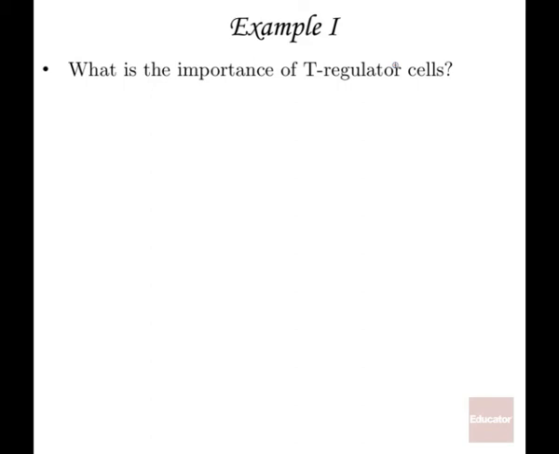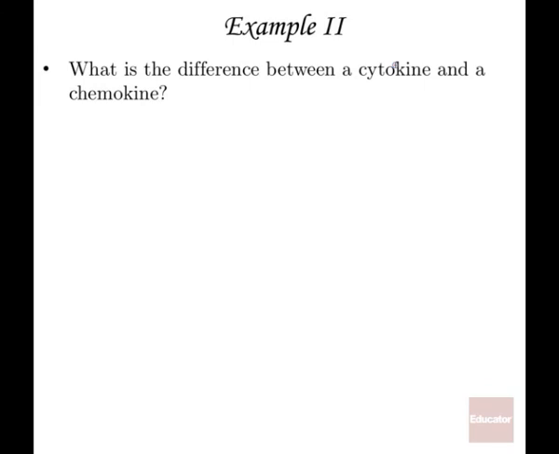So the T regulatory system is a very, very important arm of immunity, and there are more things being revealed about how important this arm of the immune system really is. So the second question now, what is the difference between a cytokine and a chemokine? Well, we just had a discussion about this. The cytokine really is a signaling molecule. Cytokines are generally proteins, and they serve a signaling function.